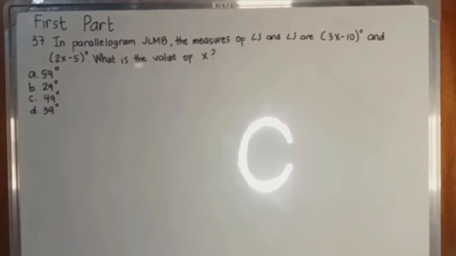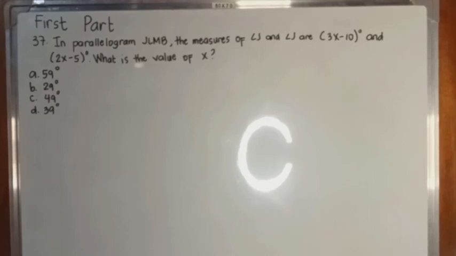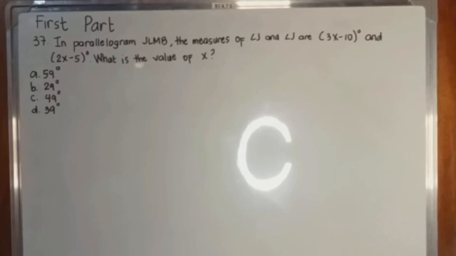In parallelogram JLMB, the measures of angle J and angle L are 3x minus 10 degrees and 2x minus 5 degrees. What is the value of x?